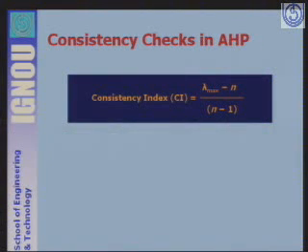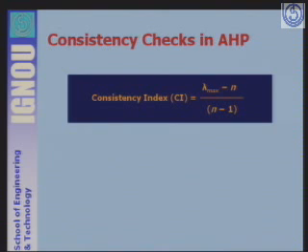Consistency check: the lambda max, which I told you is the non-zero eigenvalue, minus n. N is nothing but the order of the matrix. If the matrix is 3 by 3 or 7 by 7, then 3 or 7 is the n. For the consistency index, you have to find out lambda max minus n divided by n minus 1. N is nothing but the order of the matrix.